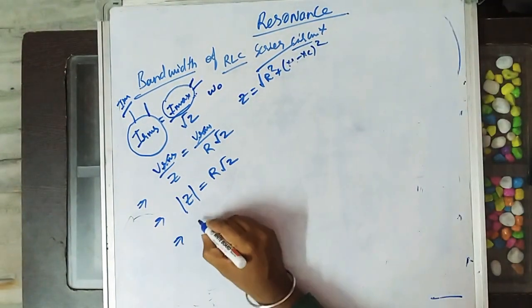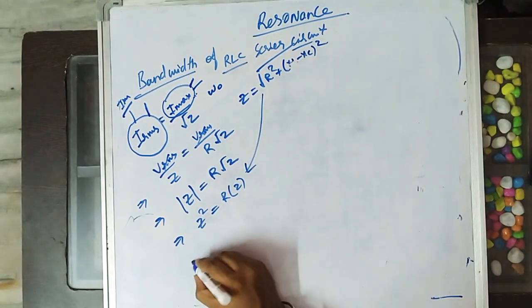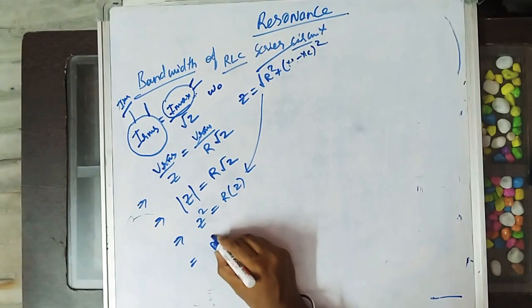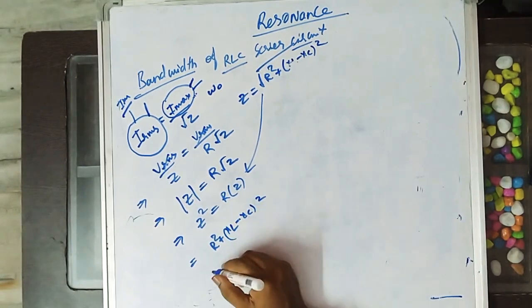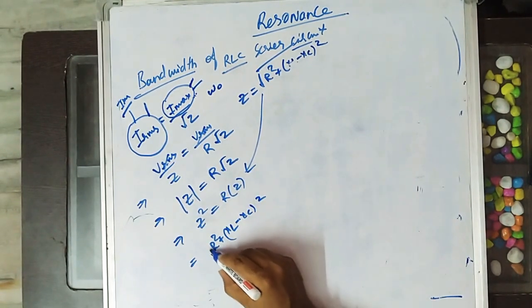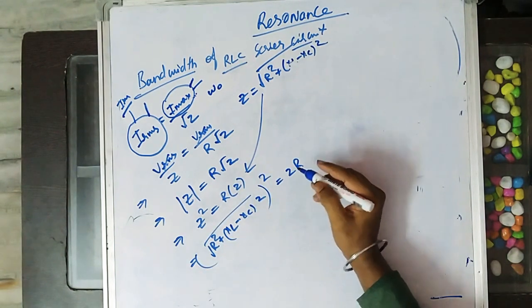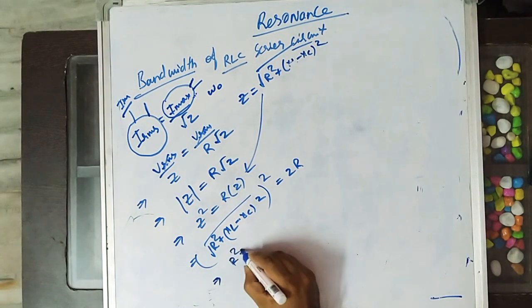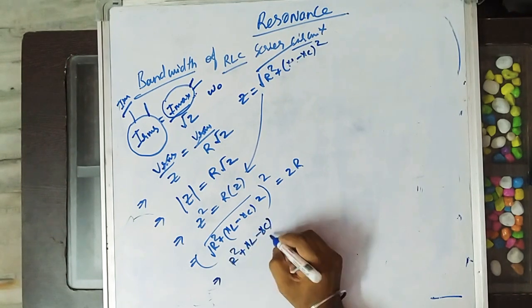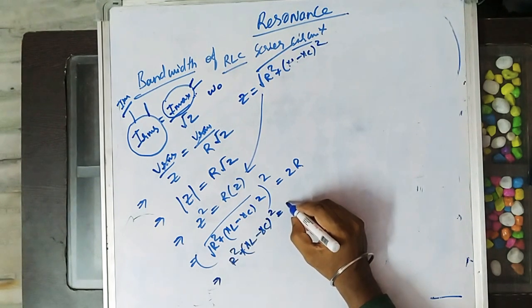Squaring this one, we have Z square equal to R into 2. Substitute this here. You will have R square plus XL minus XC whole square, root 2 whole square equal to 2R. Then you will get R square plus XL minus XC whole square equal to R square.